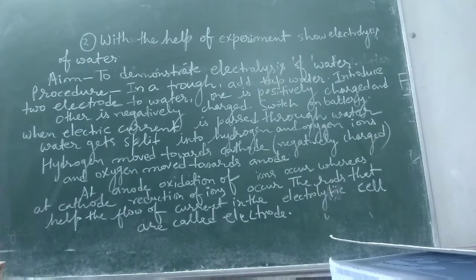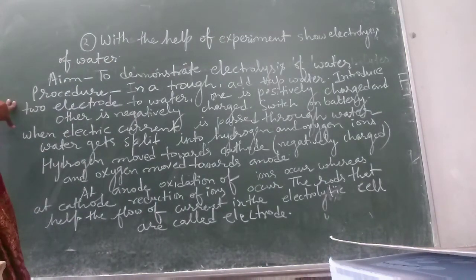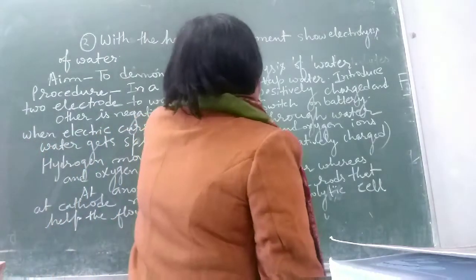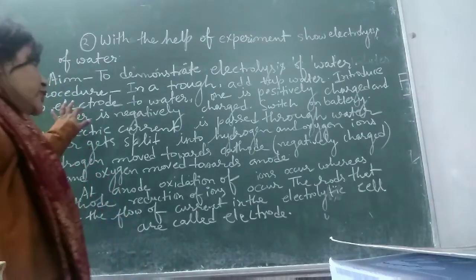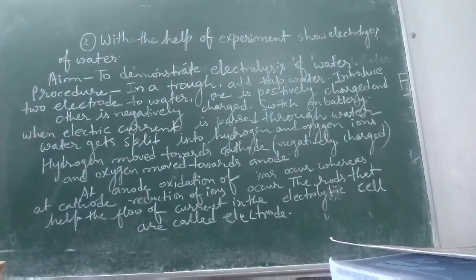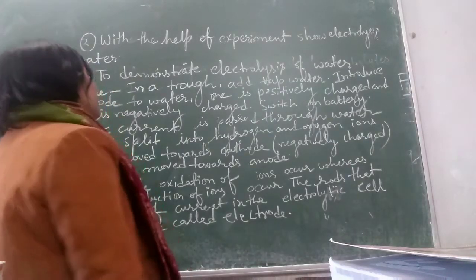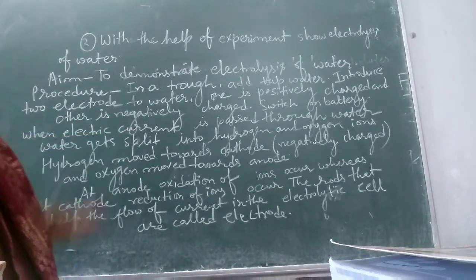Now the procedure. To demonstrate electrolysis of water, in a tub, add tap water and introduce two electrodes to the water. One is a positively charged electrode and another is a negatively charged electrode. The positively charged electrode is known as the anode and the negatively charged electrode is known as the cathode.